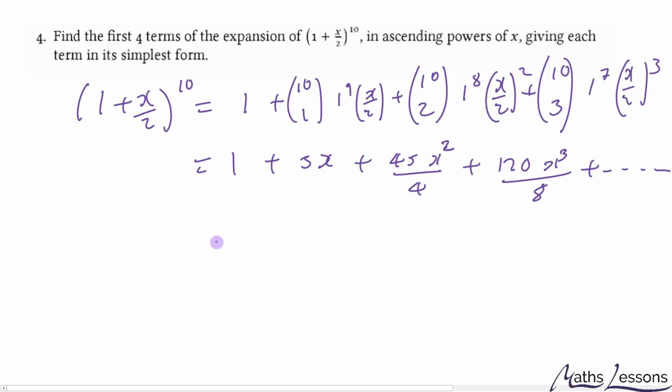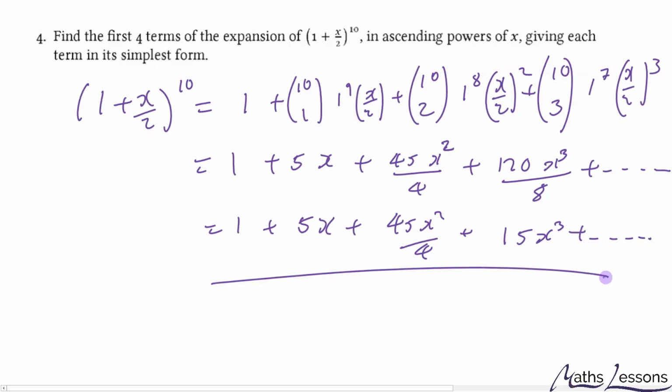And you could cancel those down if you want. I'll just say in the simplest form, so we better do that. 5x plus 45x squared over 4. So 2 goes into 60, 4 goes into 30, so it's 15, isn't it? 8 goes into 120. It goes 15, so 15x cubed. And there we go.